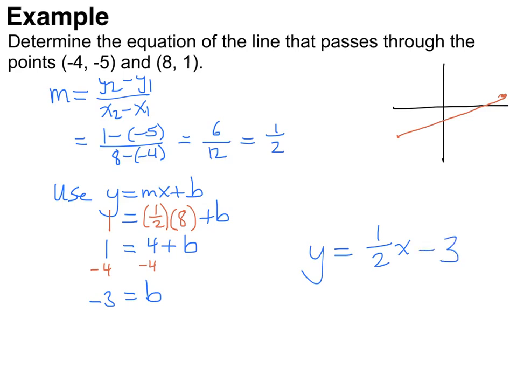And if you take a look at our diagram, our really shoddy diagram here, it sort of makes sense. The slope is positive, and the y-intercept is less than 0. So, not bad. All right, let's take a look at another example.